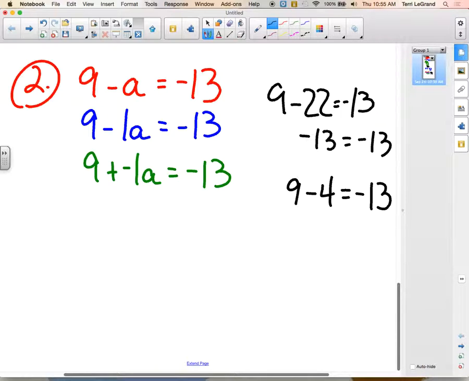What would this be, Cody? 9 take away 4. 5. And you did say positive 4, right? Okay. Does that one check out? No, 5 does not equal negative 13, does it?